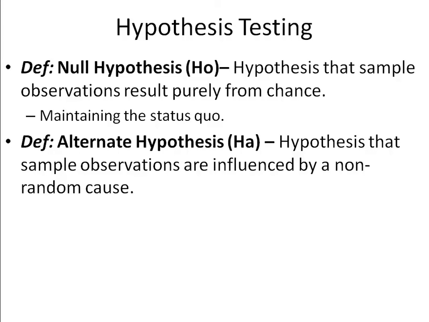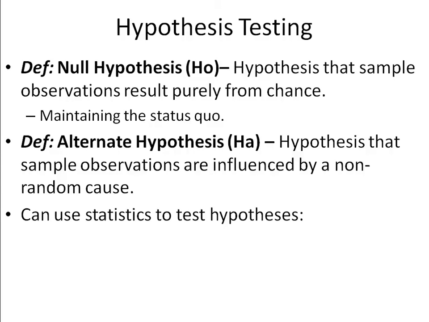Now we're next going to define what is also known as an alternate hypothesis, or HA for short. This is the hypothesis that the sample observations that you're finding are influenced by a non-random cause. So using the example I just mentioned, with a drug having an effect on blood pressure, your alternate hypothesis would basically be that the changes in blood pressure you're seeing are not due to random chance, but instead due to the effect of a drug.